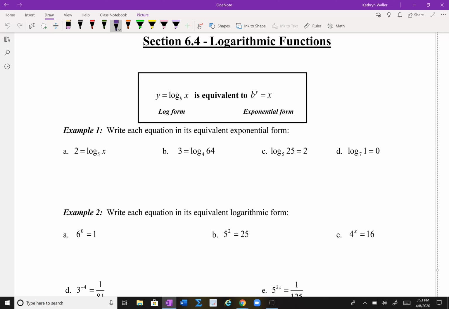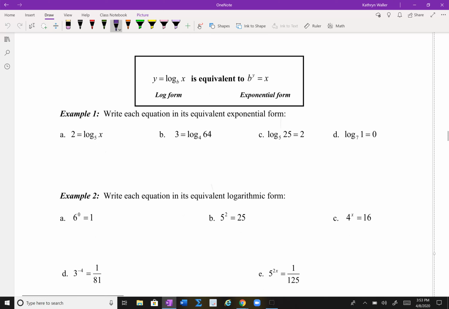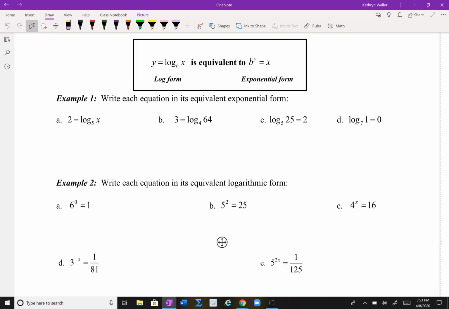So this is lesson 6.4. We're going to be doing logs for a while. And inside this box, it shows you how to convert from a log to an exponential and an exponential to a log. And it's super important that you know how to do this. It's really the basis of a ton of the problems.